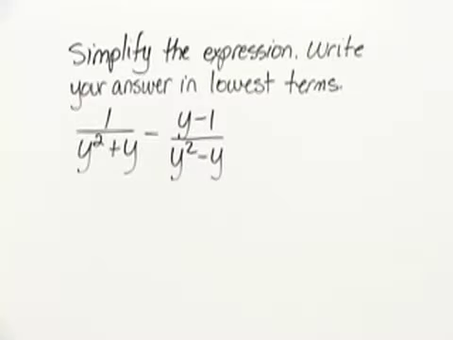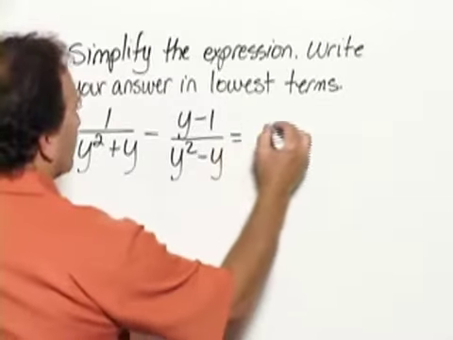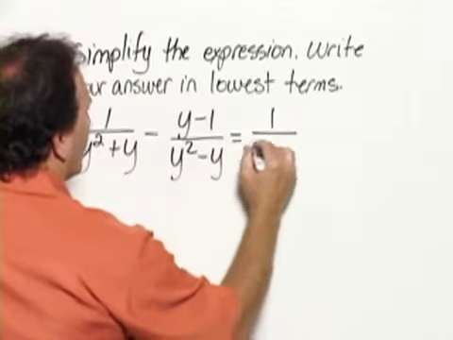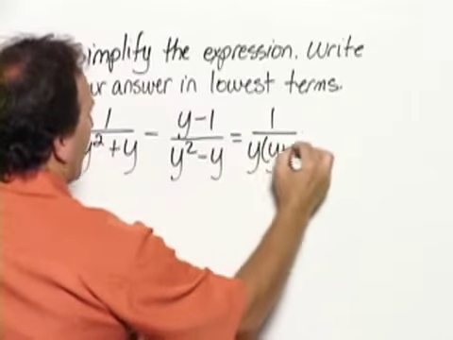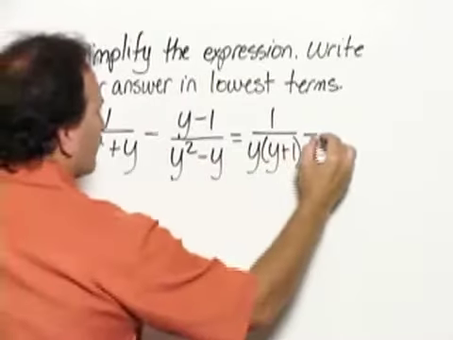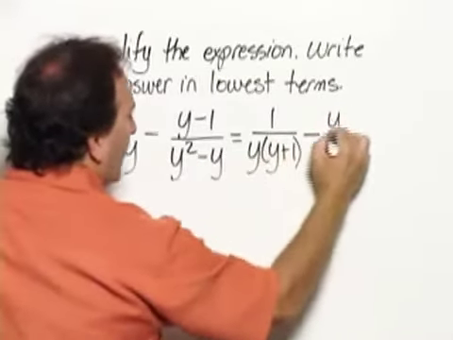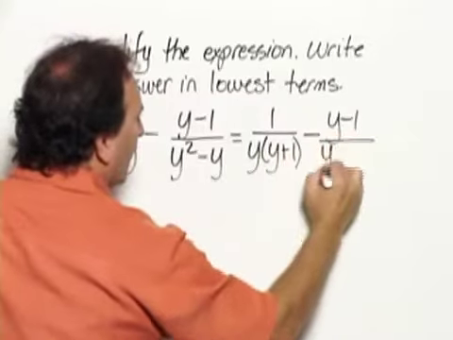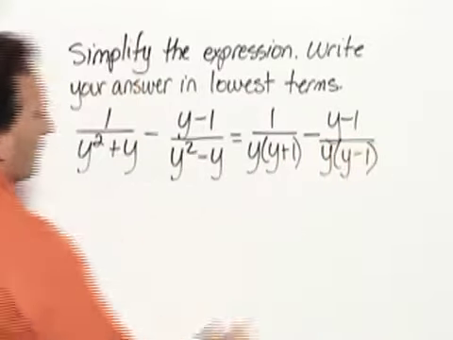Simplify the expression. Write your answer in lowest terms. 1 over y squared plus y minus y minus 1 over y squared minus y. Let's factor each of the denominators. So this would be equal to 1 over y times y plus 1. This, we have the subtraction, and then we would have y minus 1 over y times y minus 1.